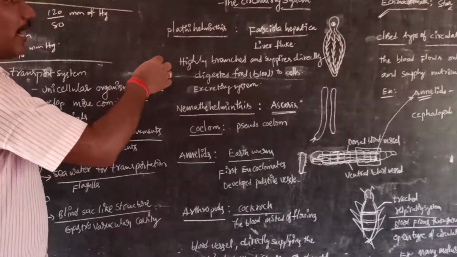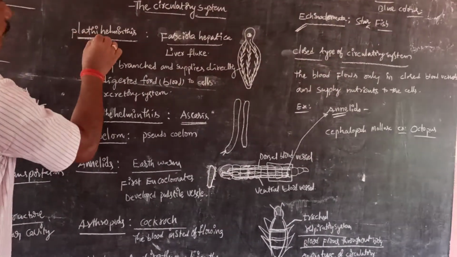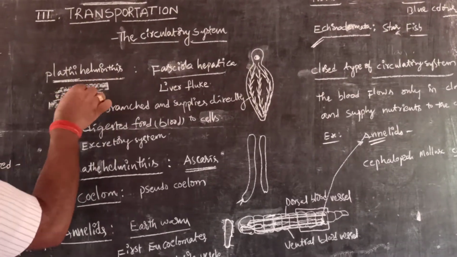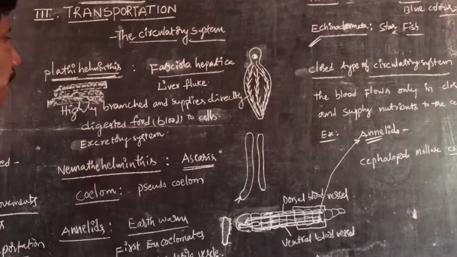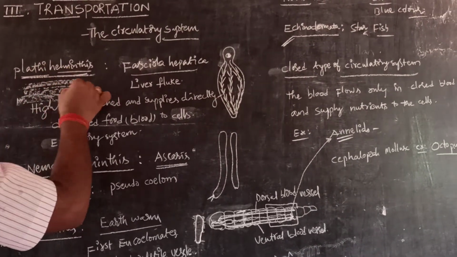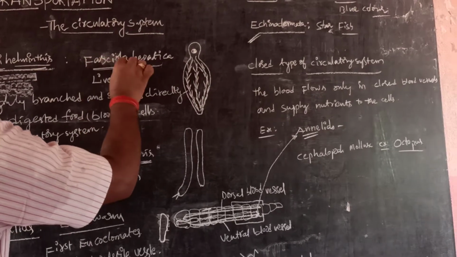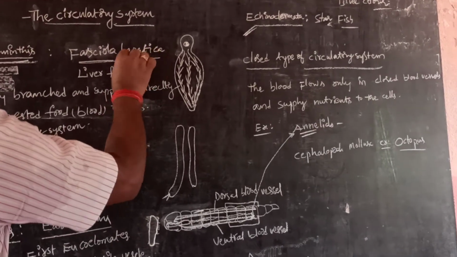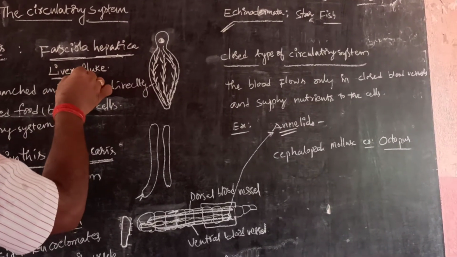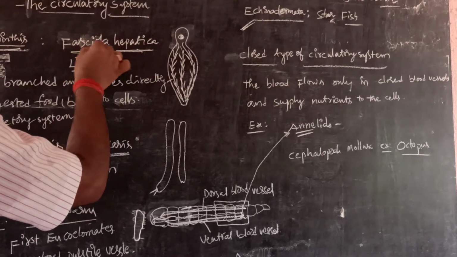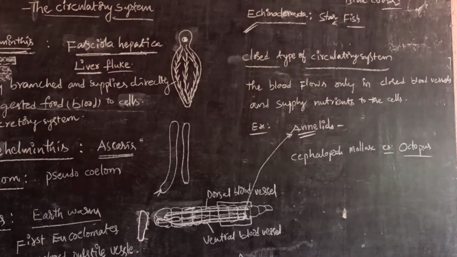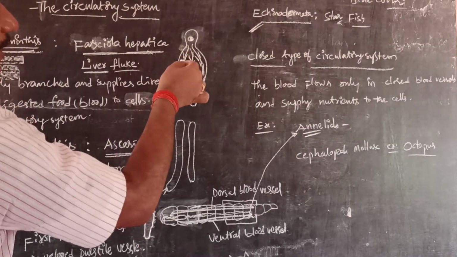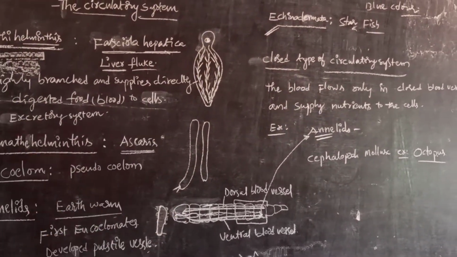Next phylum, Platyhelminthes. Platy means flat, so the body is flat, like a ribbon-shaped structure. These are called flatworms. Helminthes means a type of worms. The example given in the textbook is Fasciola hepatica. Hepatica means liver; hepatitis means liver, and the study of the liver is called hepatology. So Fasciola hepatica is the liver fluke. The common name is liver fluke, and the scientific name is Fasciola hepatica, which is an internal parasite of sheep or goat.